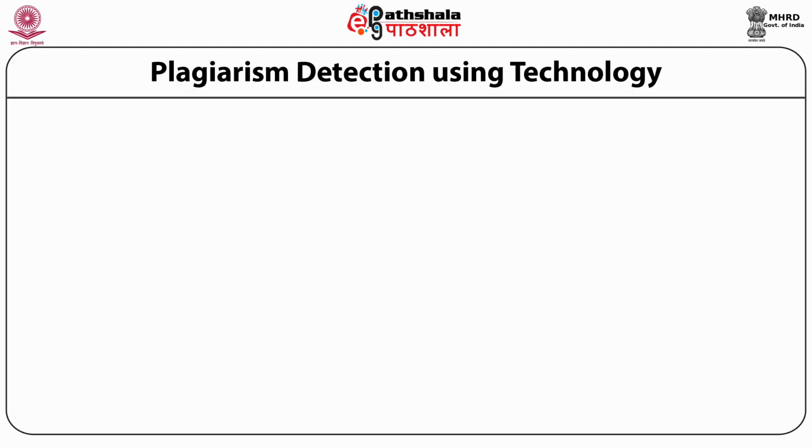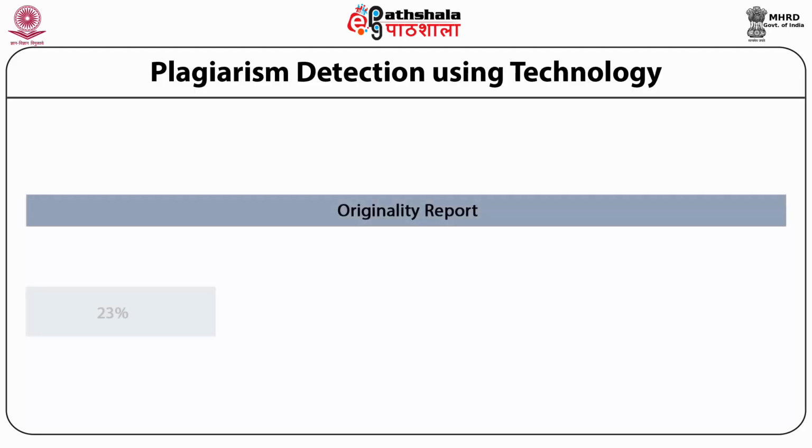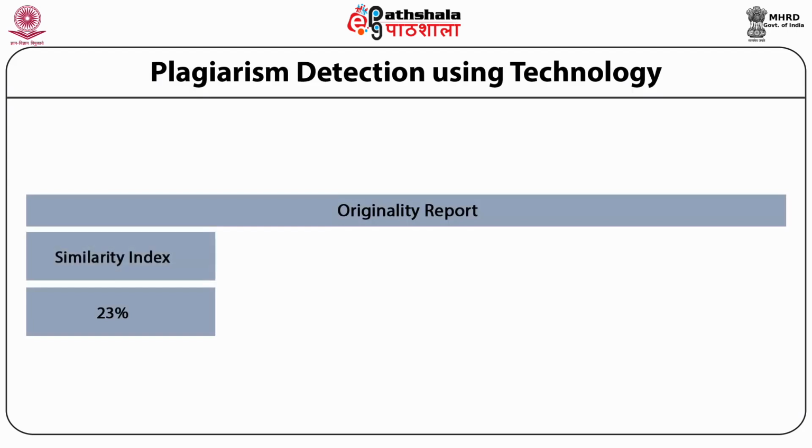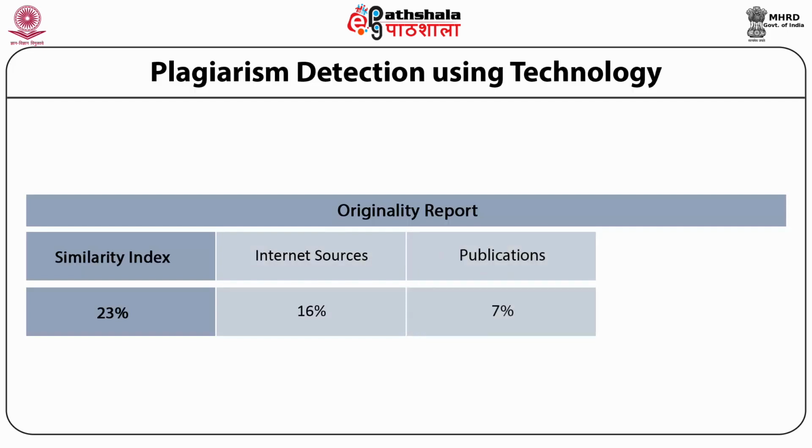When the article was compared with proprietary software, that is commercial software, it gave a 23% similarity index, and the originality report showed that the article had taken 16% from internet sources, 7% from publications, and 6% from student papers. That means the commercial software is providing more appropriate information related to plagiarism.